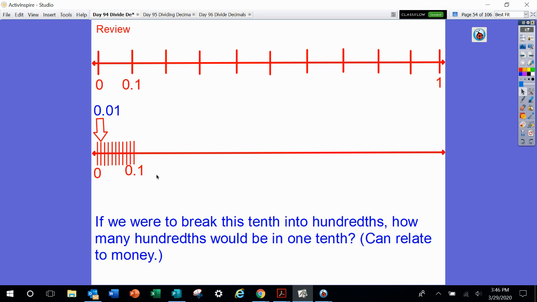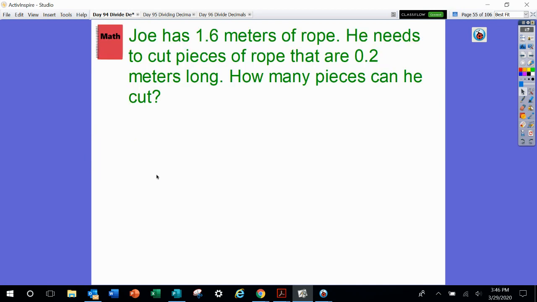Okay, just a little review for you so that we can apply that to this problem here. Joe has 1 6/10 meters of rope. He needs to cut pieces of rope that are 2/10 meters long. How many pieces can he cut? Okay, so I like this problem with the number line because a number line kind of looks like a rope.